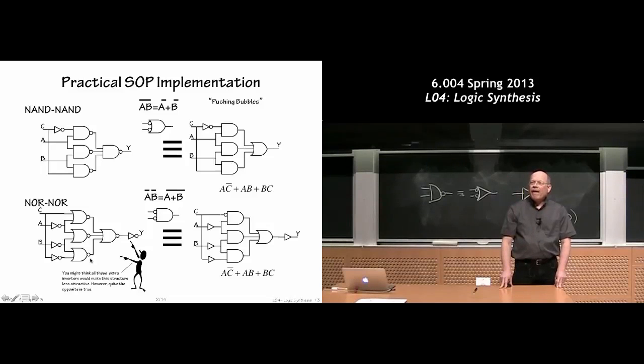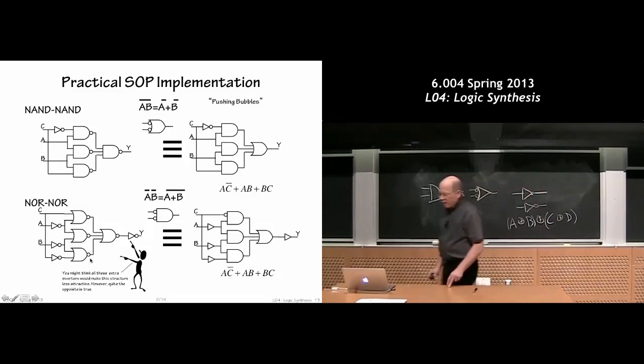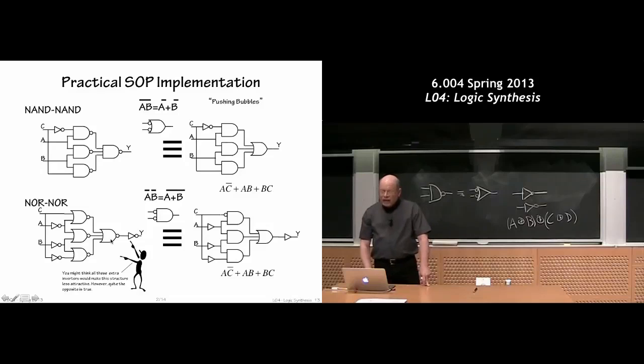Yes, sir. Maybe the NOR gate is easier to build or less expensive. And so the answer is NANDs and NORs actually turn out to have exactly the same number of FETs in them. But that's a good idea. You're sort of on the right track.